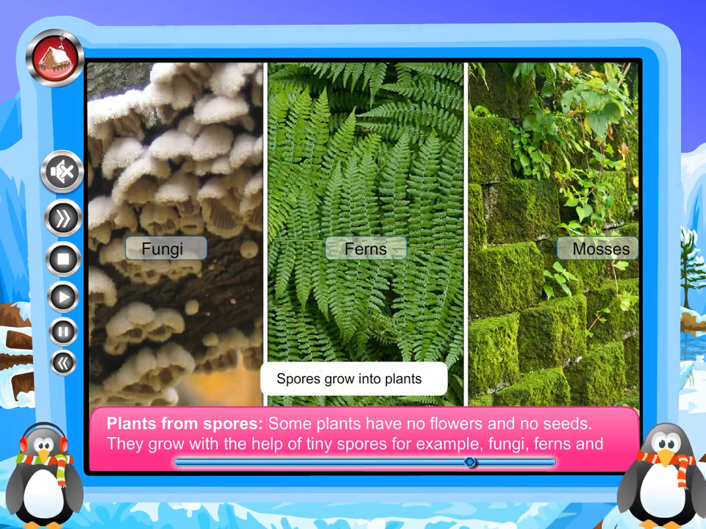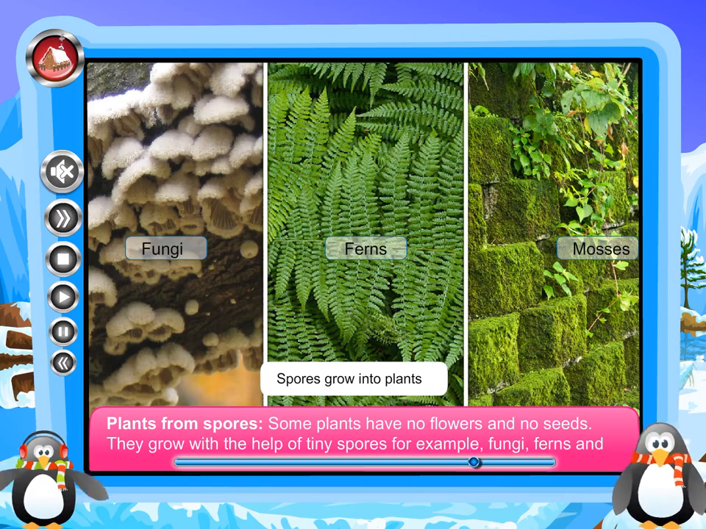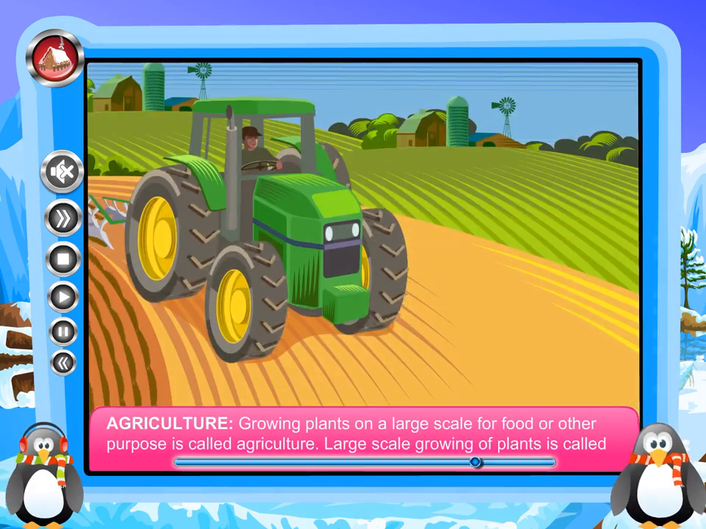Plants from spores. Some plants have no flowers and no seeds. They grow with the help of tiny spores. For example, fungi, ferns, and mosses.